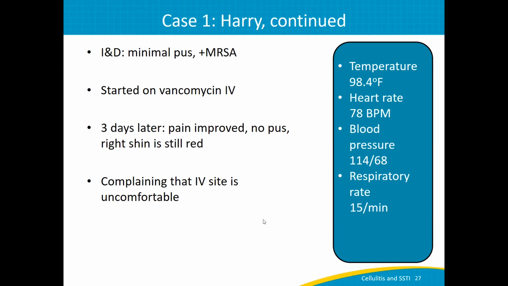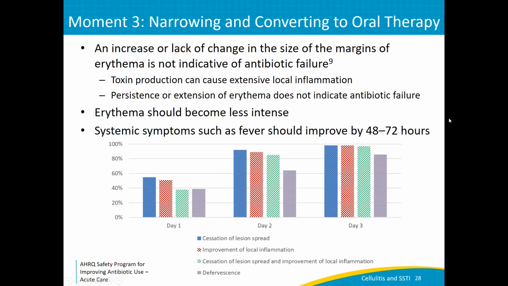Okay, great. We have some votes for switch to an oral antibiotic. I agree 100%. So it's really important to note that an increase or lack of change in the margin of redness is not necessarily an indication of antibiotic failure, particularly early on in the treatment of cellulitis. Toxins that are produced by dead or dying bacteria can cause a lot of extensive local inflammation, even though the antibiotics are actually working well.